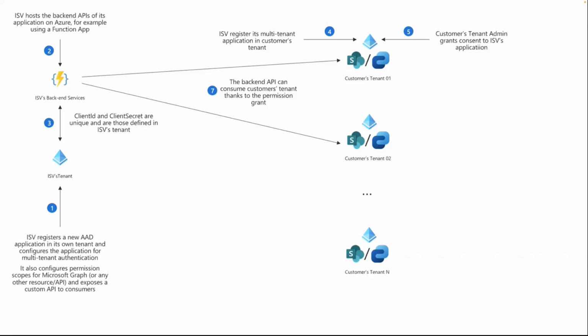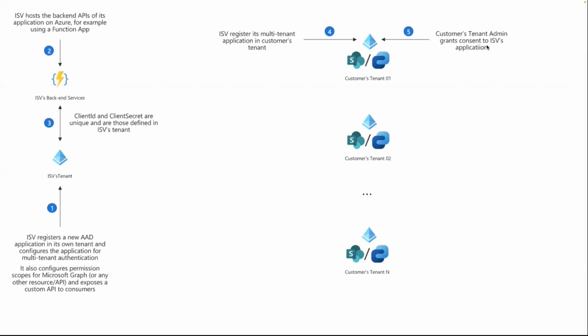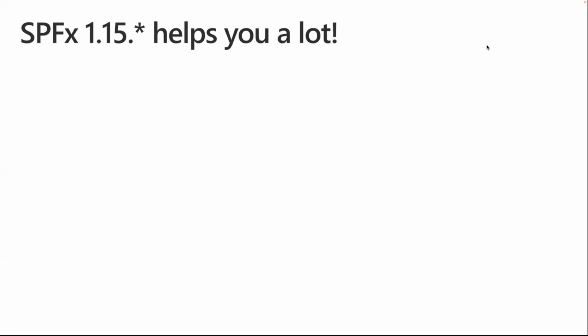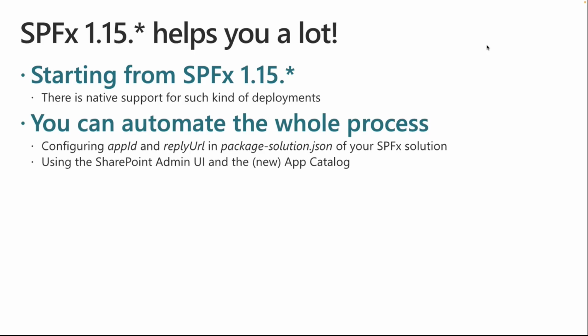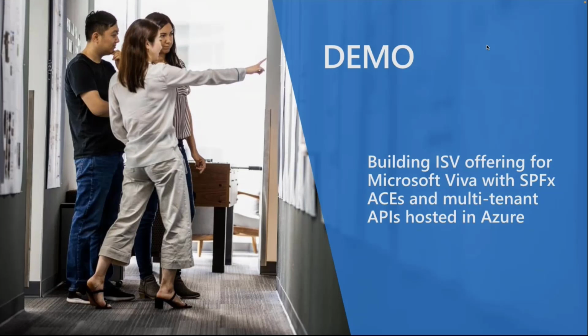All of these activities require quite some work potentially. And that's why, thank God, SharePoint Framework, starting from version 1.15 point something, helps you a lot in doing that. In fact, starting from this version of SharePoint Framework, there are some useful attributes that you can configure in the package-solution.json file, which allow us to have an easy deployment of this kind of solutions. So let me switch to the demo and let me show you how it works in action.